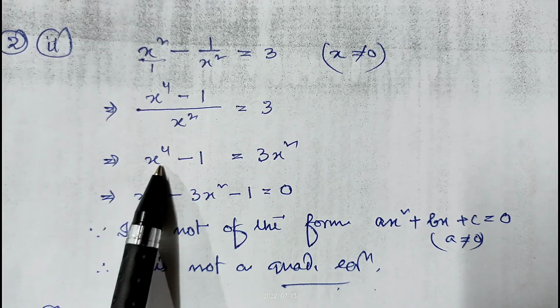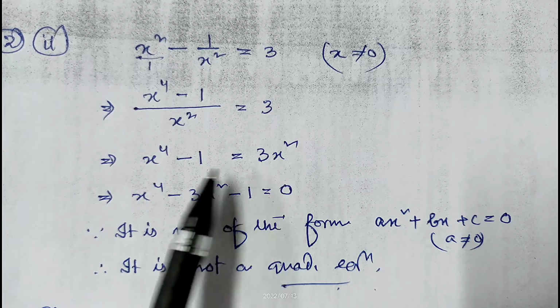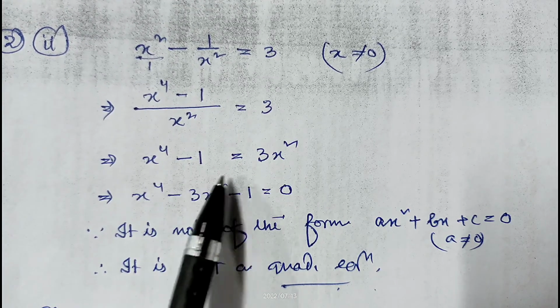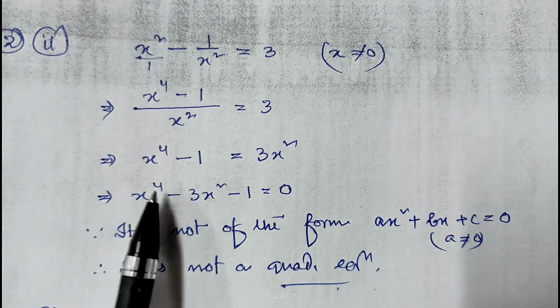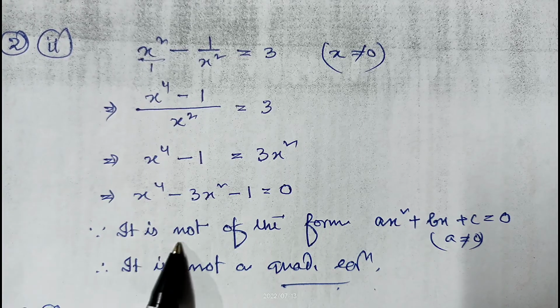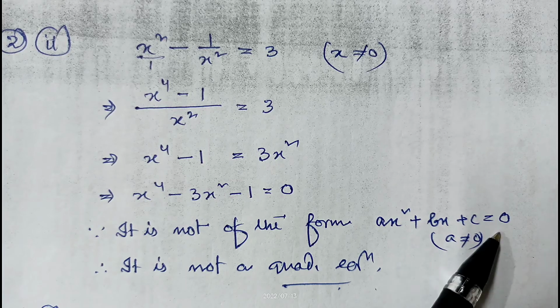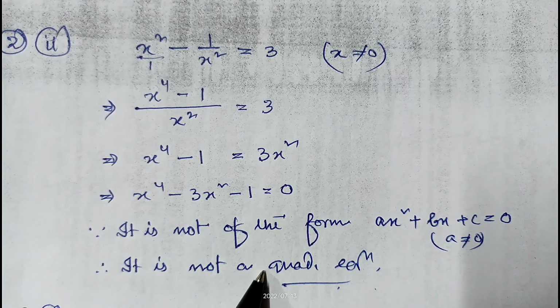So it will be x to the power 4 minus 1 equals to 3x square. So it will be x to the power 4 minus 3x square minus 1 equals to 0. Now here also maximum power is 4, but in case of quadratic equation it should be 2. Since it is not of the form of ax square plus bx plus c equals to 0, where a is not 0, so this is not a quadratic equation.